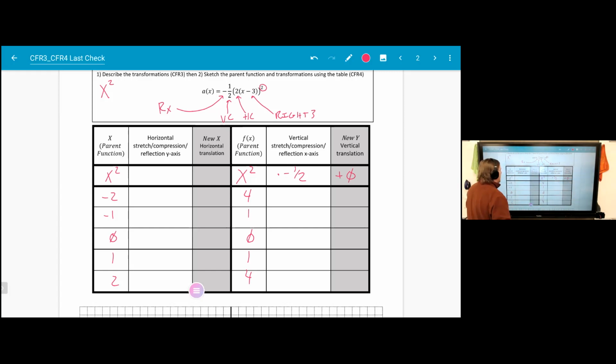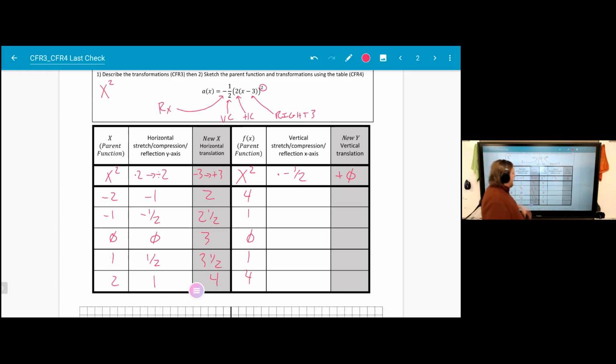In here, horizontal stretch, compression, reflection, y-axis. In this case, it's just 2. And then this says x -3. Remember, for horizontal, we do the inverse operation. So instead of multiplying by 2, we're actually going to divide by 2. Instead of subtracting 3, we're actually going to add 3. When we do that, -2 divided by 2, that's -1. Then we get -½ and 0, ½ and 1. We add 3 to that. We get 2, 2½, 3, 3½, and 4.